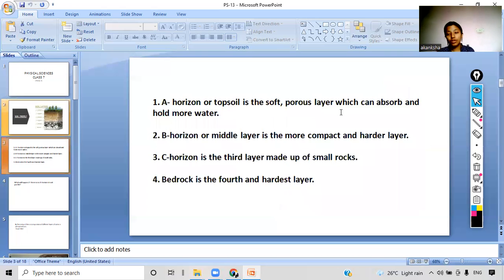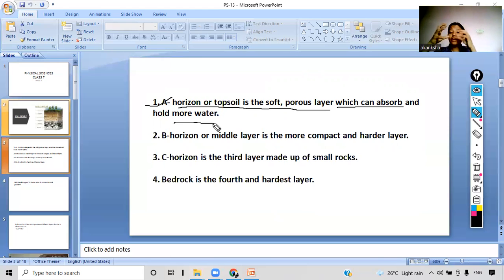Now moving on to the second slide, we can say this is the A horizon, right? These are some of the important horizons that we are going to study, and that is in your syllabus. The A horizon, or the topsoil, is the soft porous layer. It is soft and porous, which means the water can seep easily down it, and it can absorb and hold more water. So what is the main function of this topsoil? It can absorb and hold more water, and it is a soft layer, right?